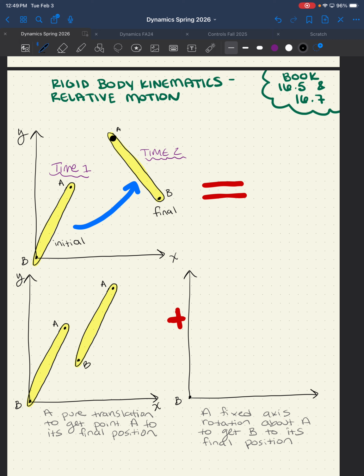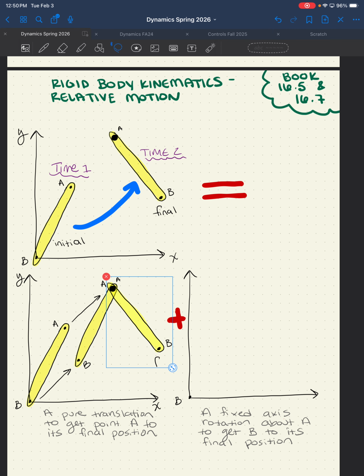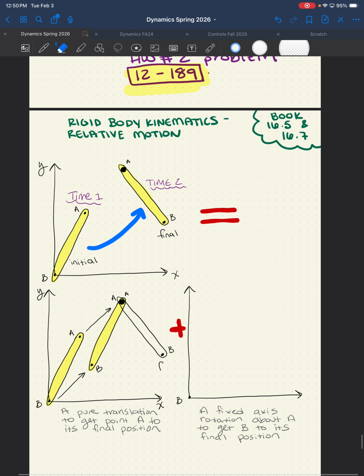So this is still point B. Now, we're not quite where we want to be at the end point, right? So just for reference, we'll see where we eventually need to get to. So that pure translation did not get us to our final position and orientation. We're not quite there yet. But point A is where it needs to be.